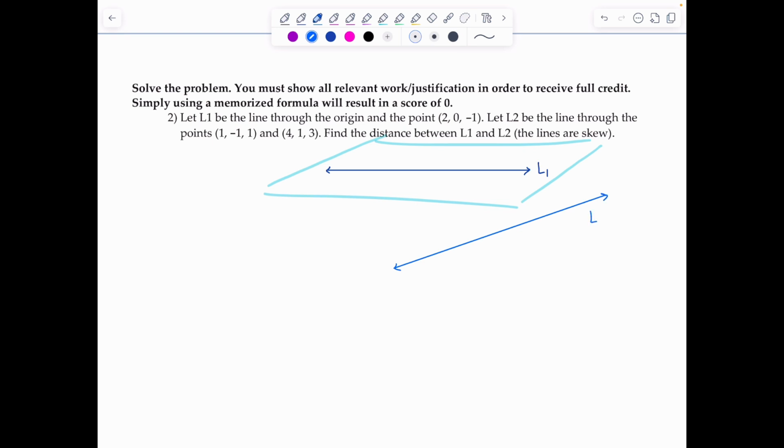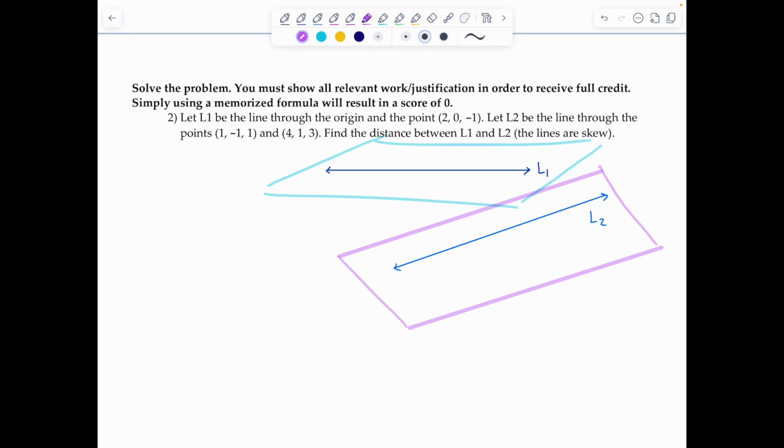Okay. So here's the thing to remember. Anytime you're trying to find the distance between two objects, you're going to need to connect them, right? So let's go ahead and do that. How do I do that? I need a point in each of these lines in order to connect them. So I'll say I have a point P here, and then I have a point Q here.